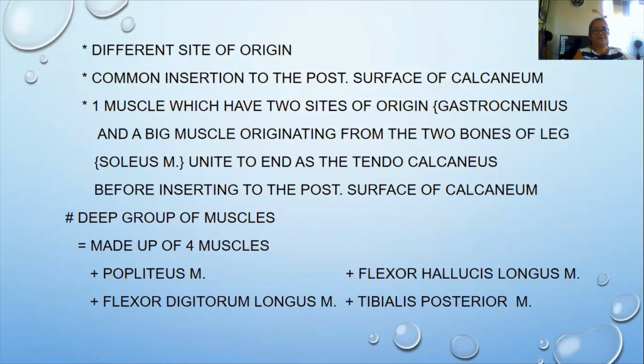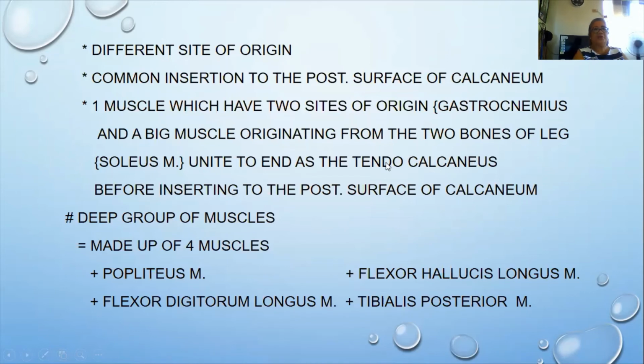Now they have different sites of origin, but they have a common insertion to the posterior surface of the calcaneum. Remember, your calcaneum is a tarsal bone, the largest tarsal bone. And one muscle which has two sites of origin is your gastrocnemius because it has two heads, and a big muscle which originates from the two bones of the leg is your soleus. They will unite to end as the tendocalcaneus.